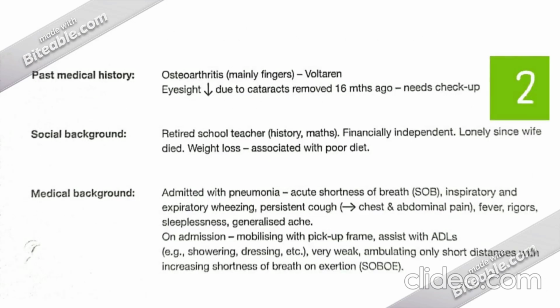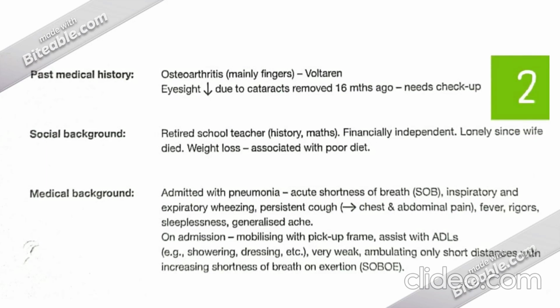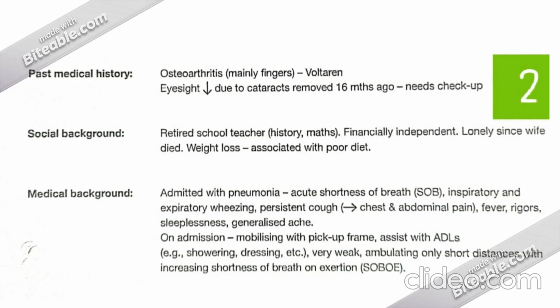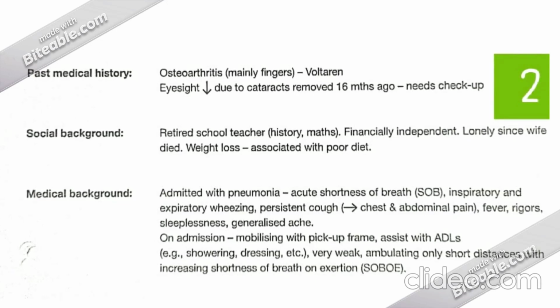Past medical history: osteoarthritis. Actually in this letter we don't want to see any past medical history or social background because we are not going to write the social paragraph, but we will just have a look. Eyesight is reducing due to cataract, removed 16 months ago, needed checkup. Social background: retired school teacher, financially independent, lonely since wife died, weight loss associated with a poor diet.